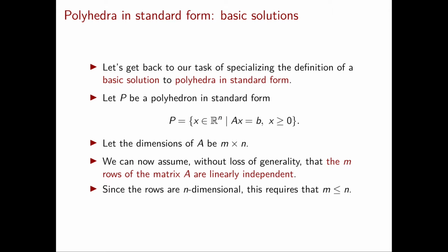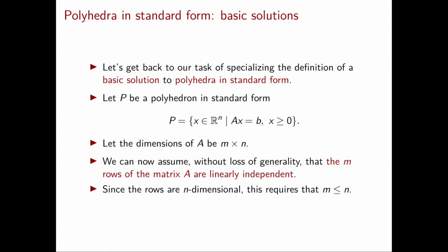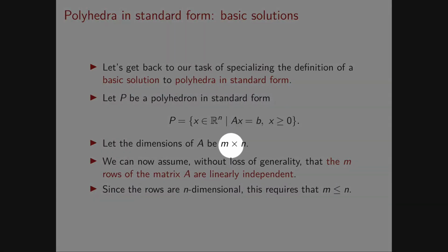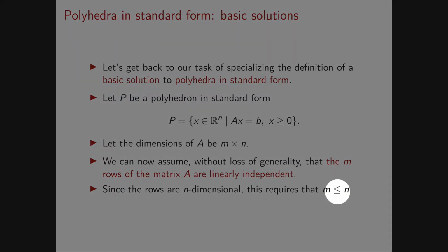standard form. Once again, we started with a polyhedron in standard form, so given by a system of equality constraints and all the non-negative variables. Our matrix A, as usual, is m by n, and now, finally, we can make the assumption, without loss of generality, that the m rows of the matrix A are linearly independent. In particular, since A has n columns, this means that m is less than or equal to n.